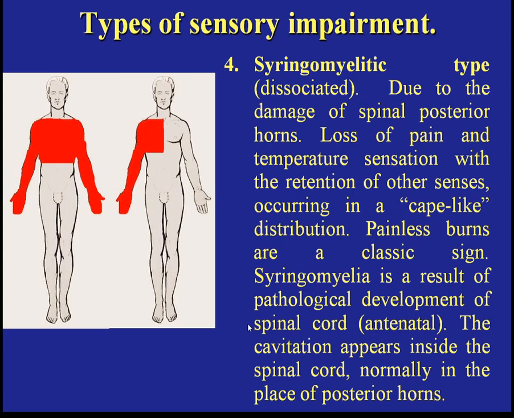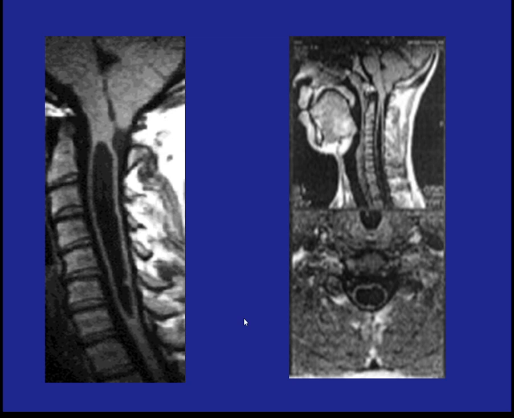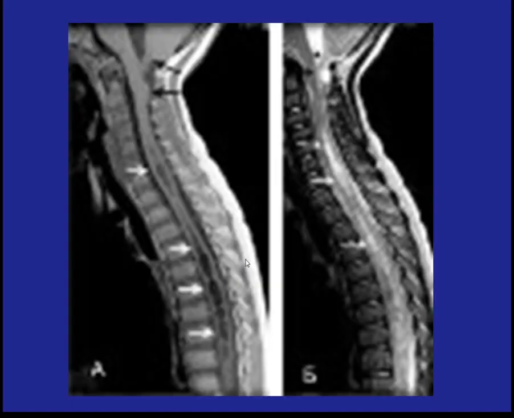Syringomyelia is a result of pathological development of the spinal central canal. The cavitation appears inside the spinal cord, normally in the place of the posterior horns. I want to show you an MRI of the spinal cord with cavitation inside the spinal cord at the cervical level. So, a big cavity, 1, 2, 3, 4, 5, 6 vertebrae long. And this is on transversal view. Multiple cavitation on the cervical part. T1, T2 pictures.